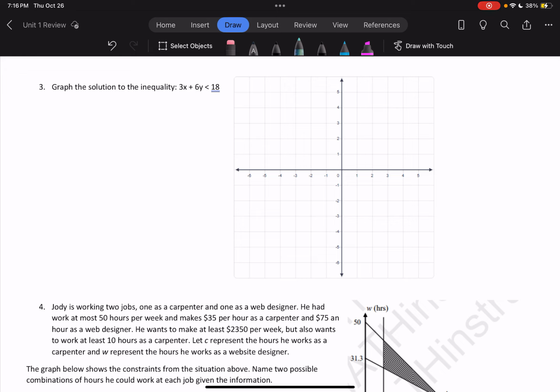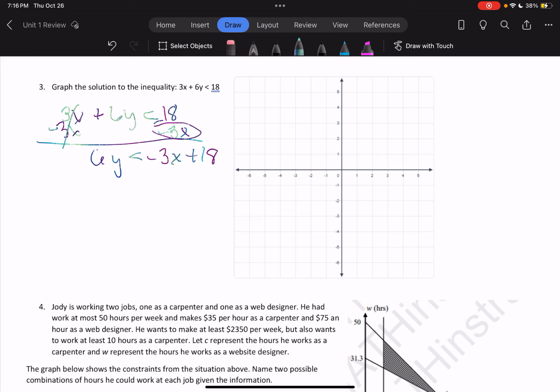All right, so here again, what am I going to do? I'm going to put it into slope-intercept form. So let's rewrite the problem. I'm going to subtract 3x from both sides because I want to get that y isolated by itself, and 3x minus 3x is 0. Bring down 6y is less than. Again, I'm going to put this x term first because I want it to be in y equals mx plus b format. Divide both sides by 6.